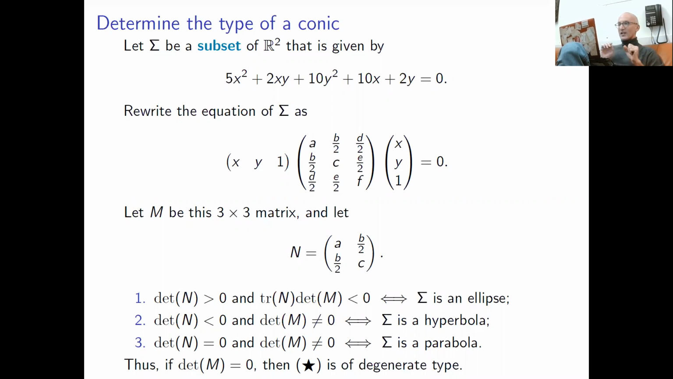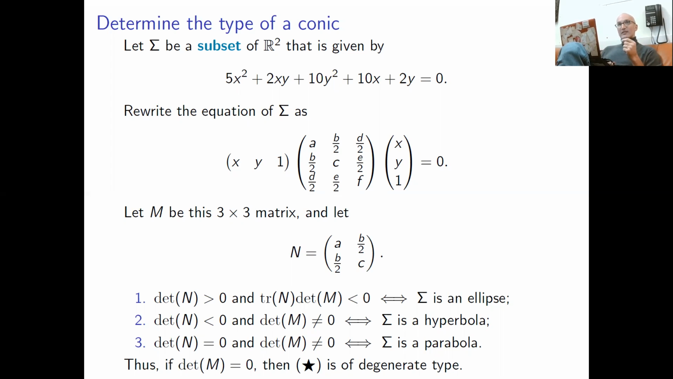Imagine that our equation looks like x squared plus y squared plus 1 equal to 0. What is going to be this matrix in this case? It's going to be just the matrix 1, 1, 1. It's the identity matrix. M is the identity matrix. So its determinant is not 0, but it defines the empty set.